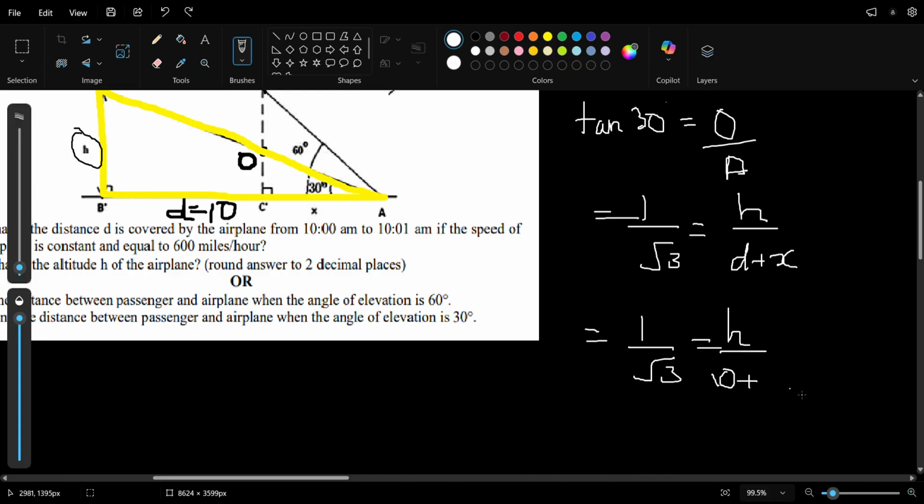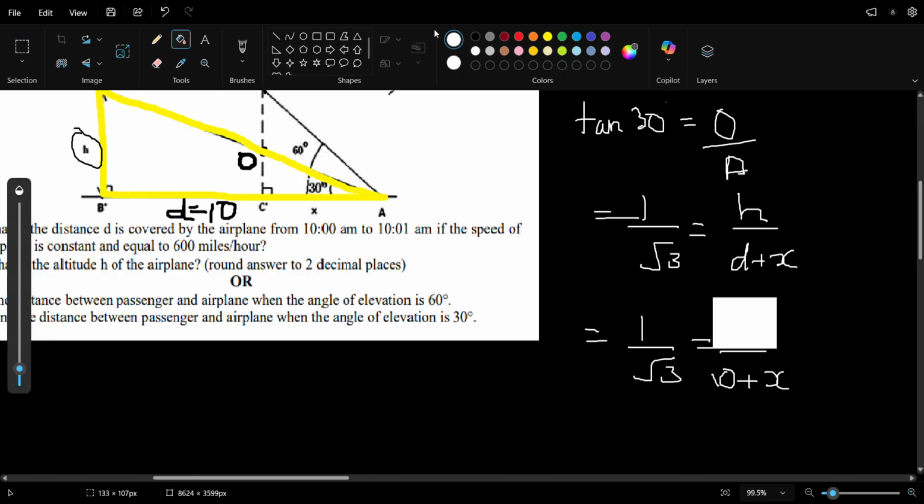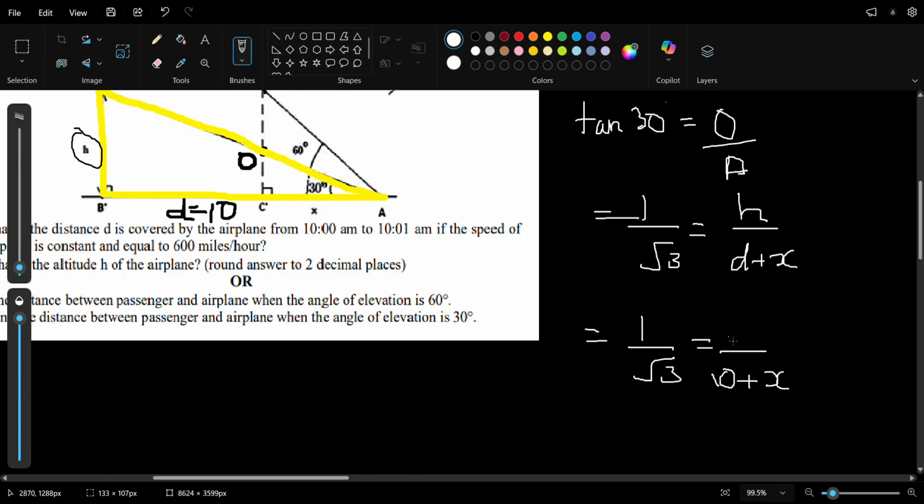Wait a minute. No. It is h upon 10 plus x, right? Then we can say h to be, now h is root 3x, we know. So we just substitute h as root 3x. Now we cancel the root and you multiply, you get 10 plus x is equal to x. Wait, what? The x you cancel. The 10 plus x.